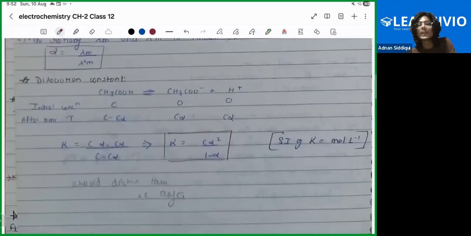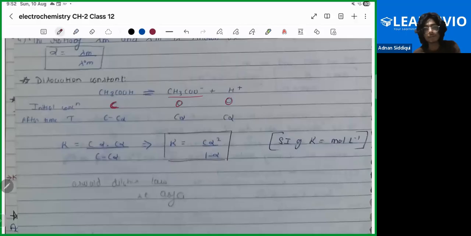Suppose you have a weak electrolyte in equilibrium with its ions, because it is not getting completely dissociated. So what you are going to observe is that this acetic acid will dissociate into an anion and a cation. Initially, when the reaction has not started, it is going to be 100%, concentration C, and you won't observe any cation or anion. The only thing that you are going to get is your acetic acid.